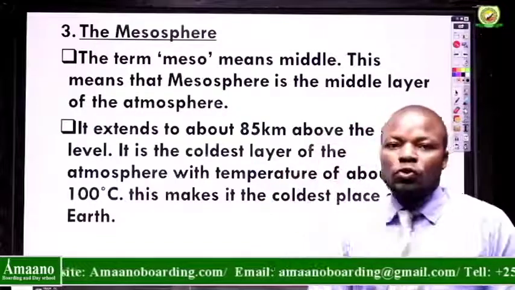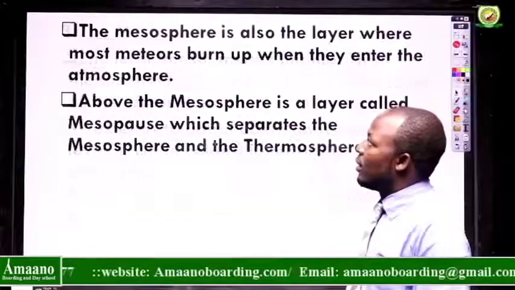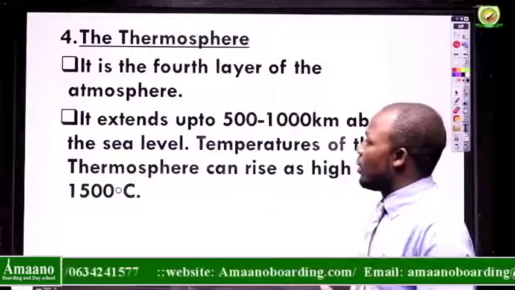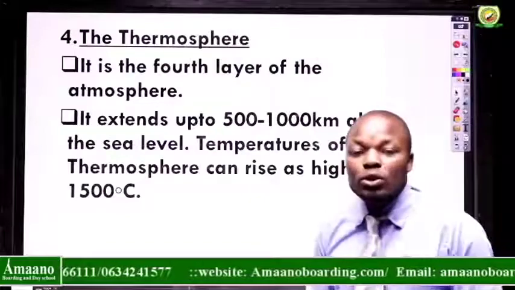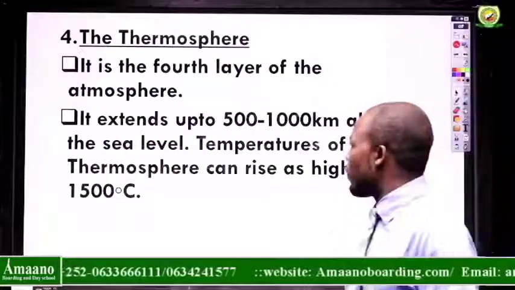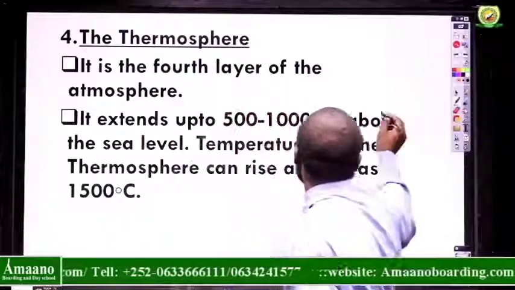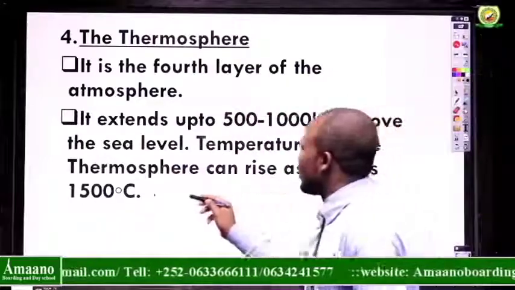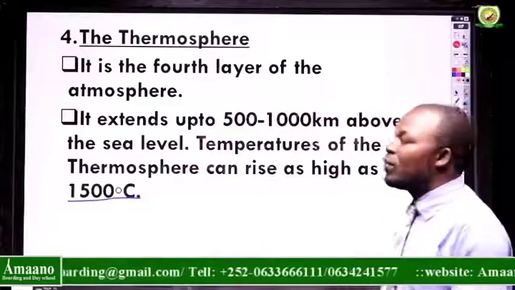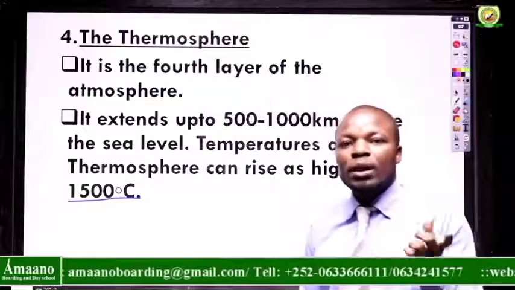And above the mesosphere is the mesopause, a layer that separates the mesosphere from the thermosphere. Then we have the thermosphere. It's the fourth layer of the Earth's atmosphere. It extends up to 1,000 kilometers, very high. And here temperatures can reach up to 1,500. That's very high, so it is important for you to note that it reaches up to 1,500. Then above the thermosphere is the thermopause, a layer that separates the thermosphere from the exosphere.